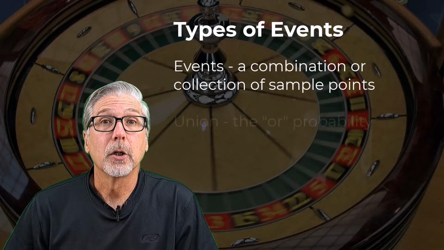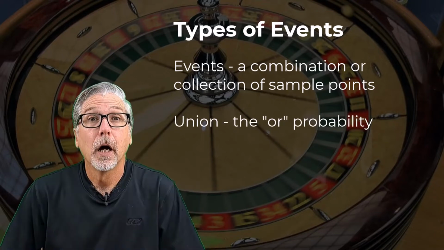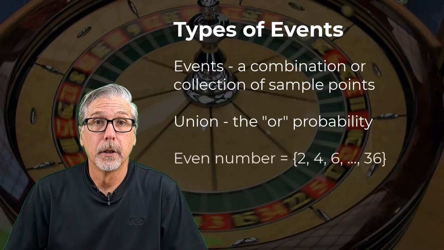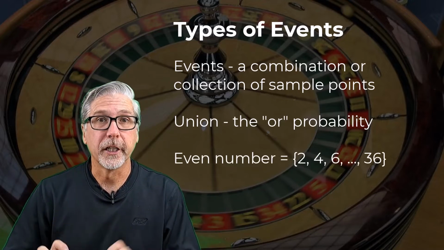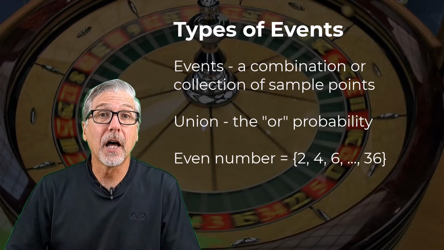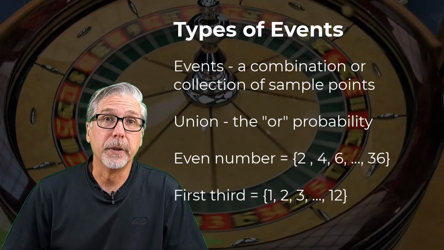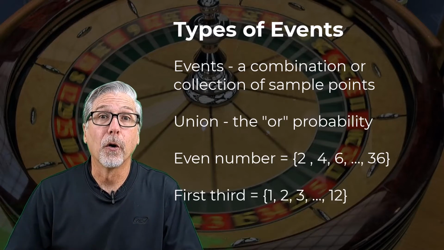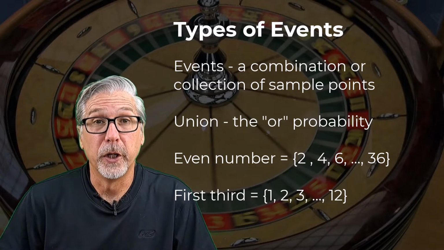Let's start with an event called a union. I like to think of the union as the OR probability. A good example of a union would be the outcome of observing an even number. Getting an even number would include the values 2 or 4 or 6 or 8 or 10 all the way up to the value 36. It's a combination of a lot of different sample points. Likewise, getting a number in the first third would be an OR probability. It'd be the outcome 1 or 2 or 3 or 4 all the way up through the value 12. Both of these are giant OR probabilities that we call unions.